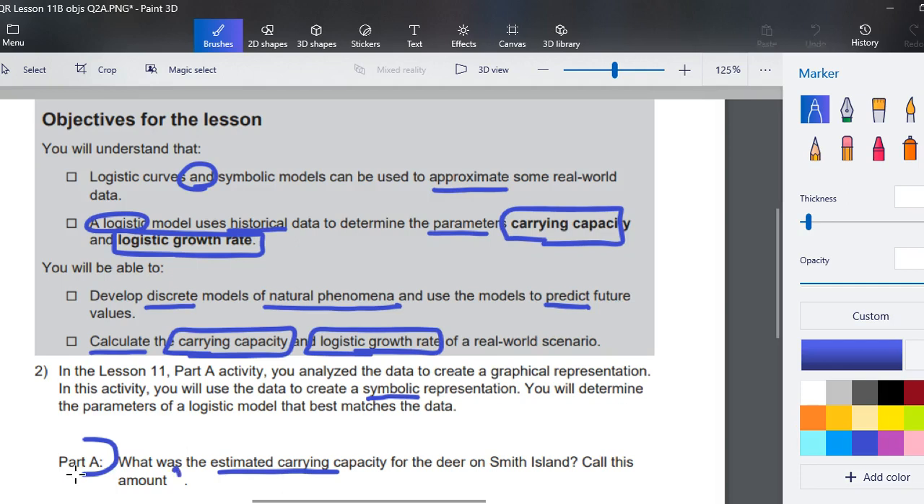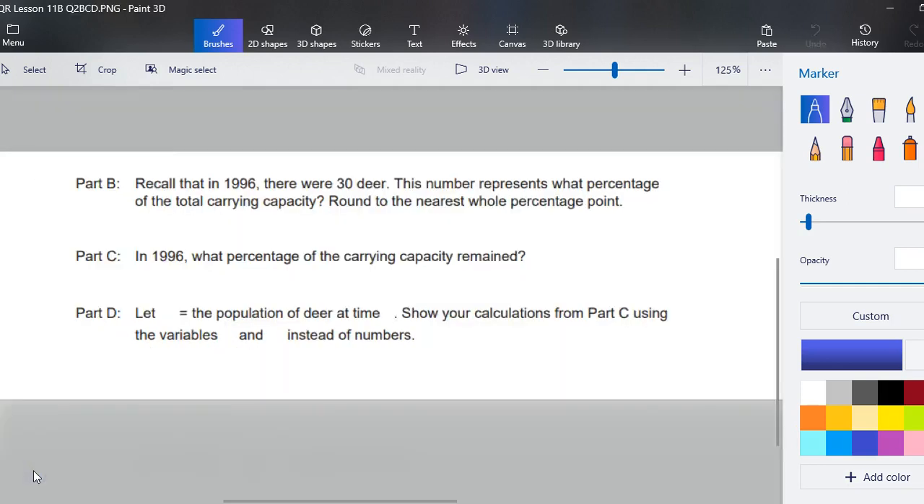And we're going to call this amount L. So L from our past lesson was 1,584 deer. Recall that in 1996 there were 30 deer. This number represents what percentage of the total carrying capacity, and round our answer to the nearest whole percentage point. 30 is the part out of 1,584 deer. That's the whole.